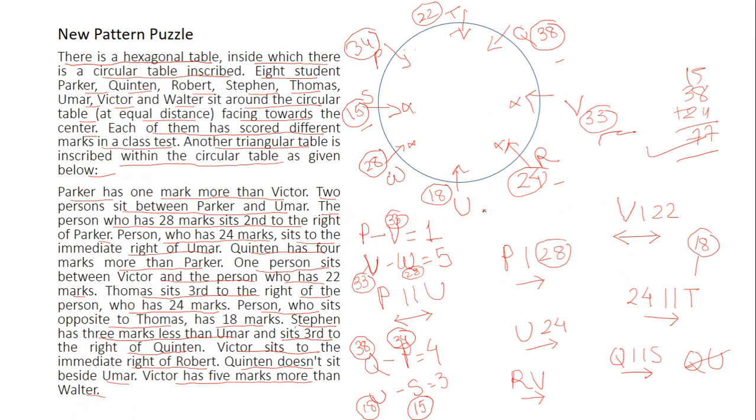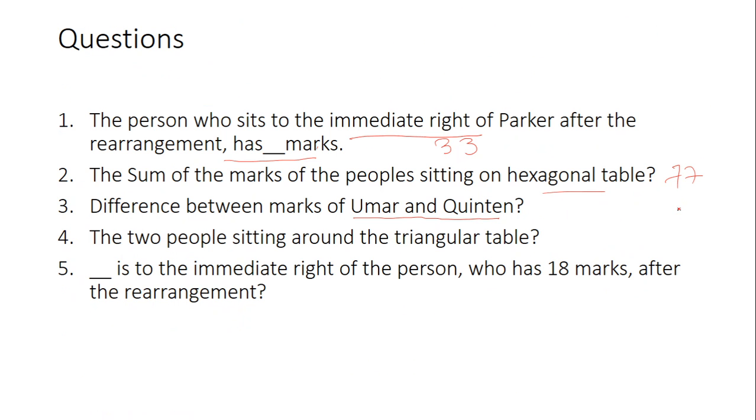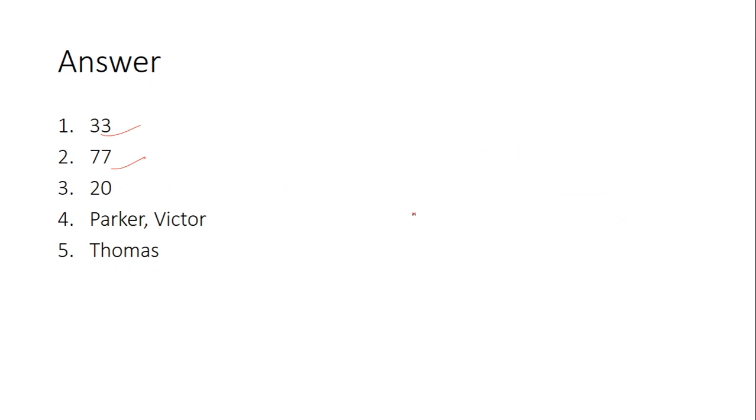Difference between Omer and Quinton. Omer's marks is 18 and Quinton's marks is 38. So the difference between the marks is 20. Okay, so it's 20. Let's check the answer. Yes, right, 20.